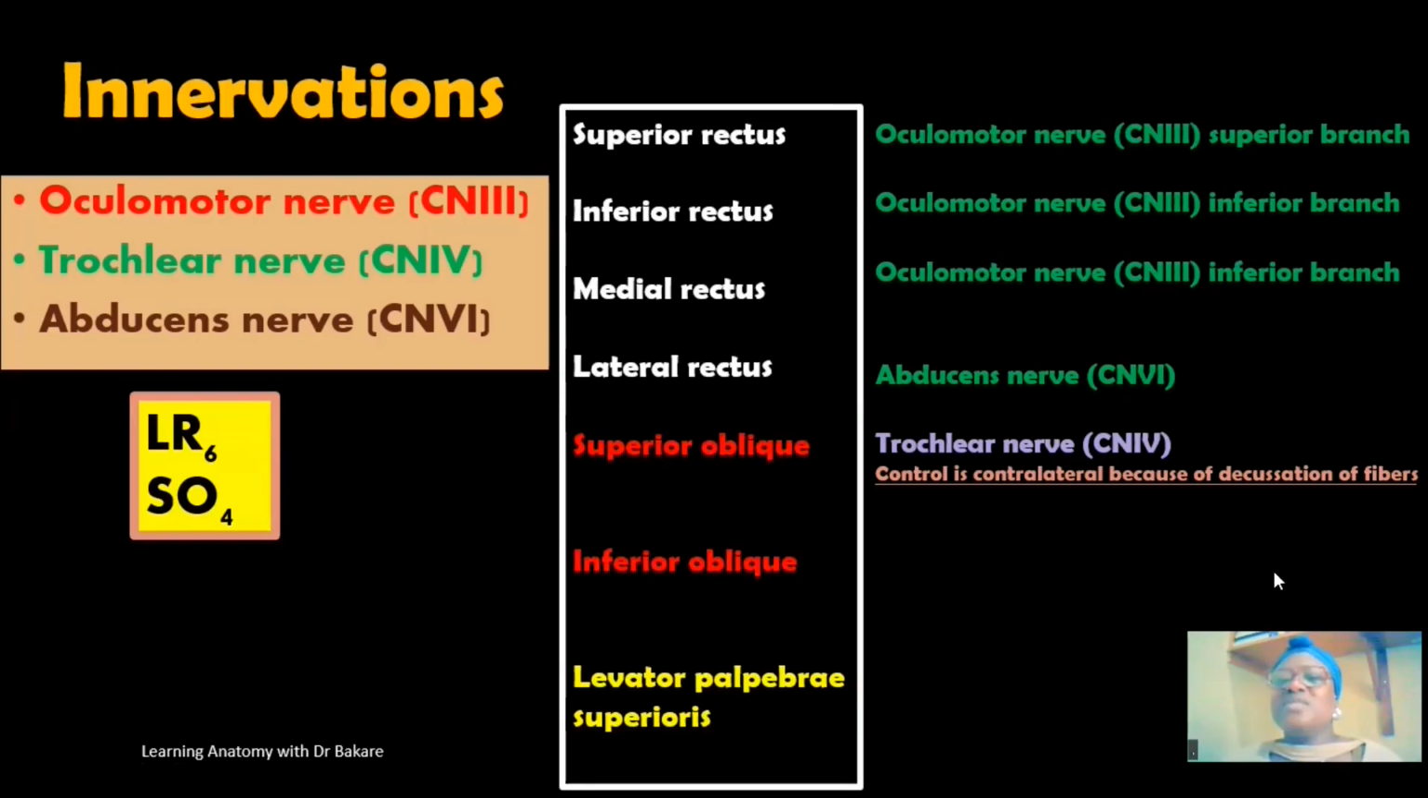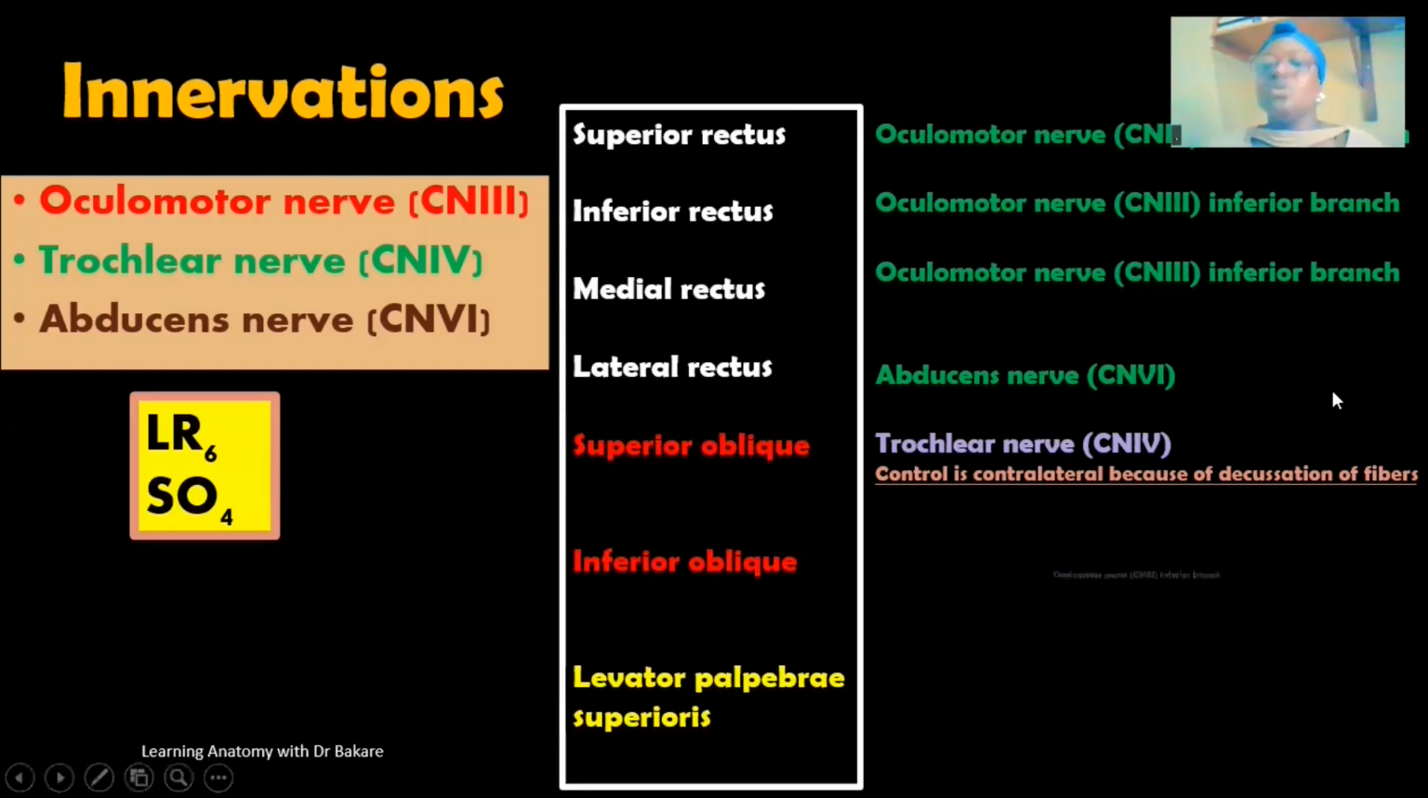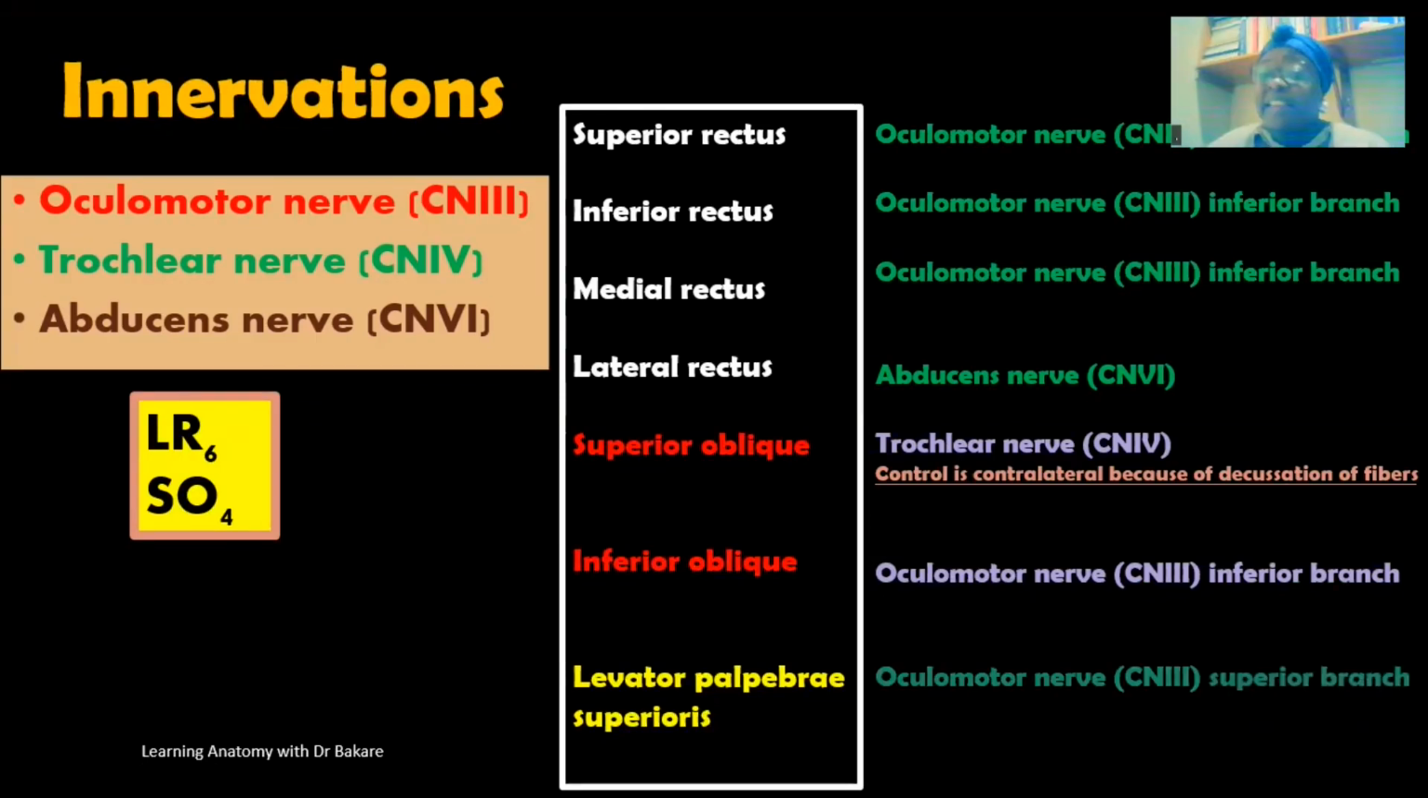So let's go down to the inferior oblique muscle. The inferior oblique muscle will also be innervated by the inferior branch of the oculomotor nerve. Then the levator palpebrae superioris muscle will be innervated by the superior branch of the oculomotor nerve. So you can see that the oculomotor nerve is innervating the bulk of the extraocular muscles. It is just the lateral rectus that is innervated by the abducens nerve, and the superior oblique that is innervated by the trochlear nerve.